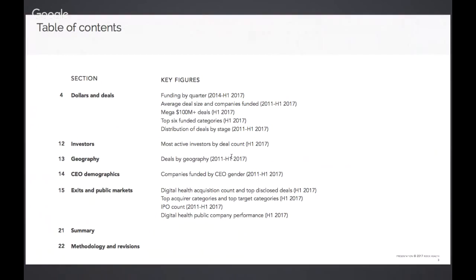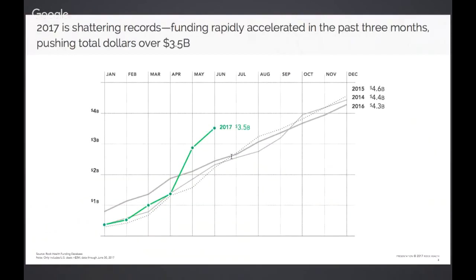So let's get into the big story, which is the funding totals. Again, we saw the most funding we've actually ever seen in a month, in a quarter, and ultimately in a half.